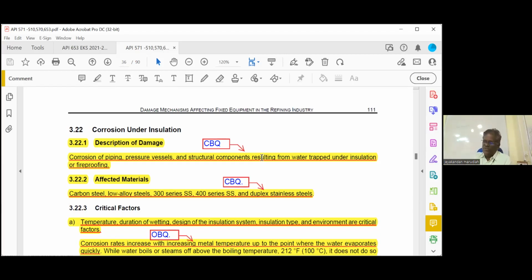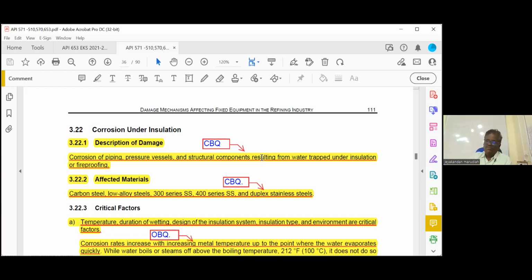The insulation should be in wet condition. Second condition, it should be directly in contact with the tank or vessel. Third condition, the tank or vessel should not have coating, or the coating has failed. If these 3 conditions exist, there will be CUI. The 4th condition is the operating temperature of the equipment.